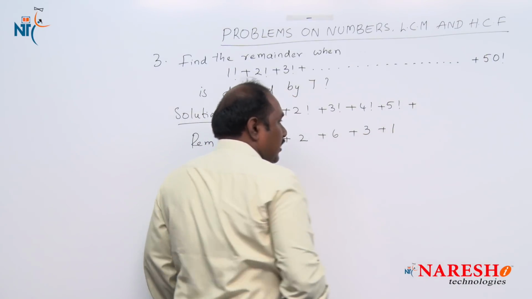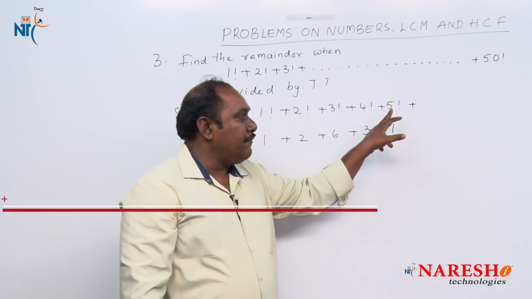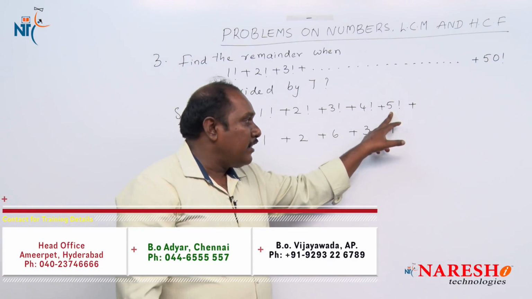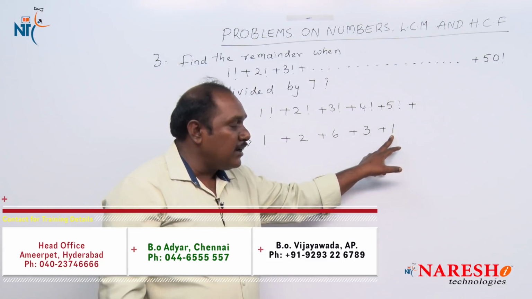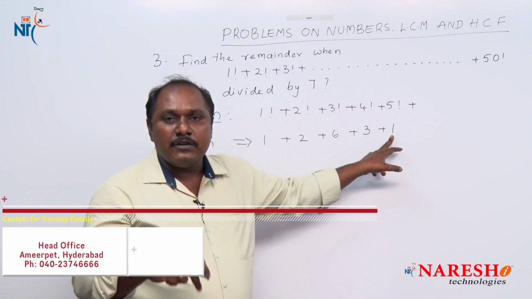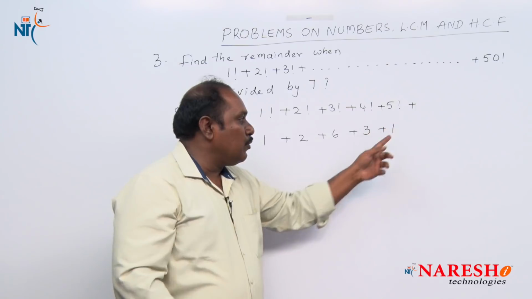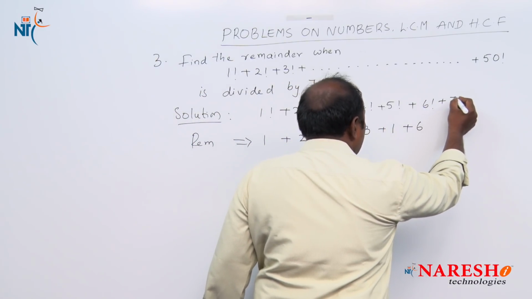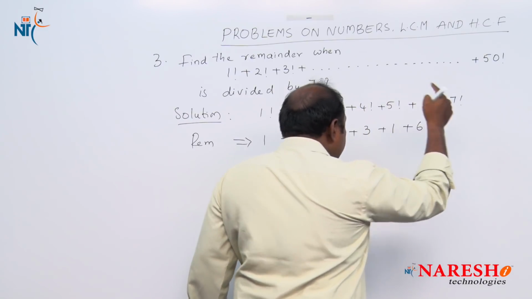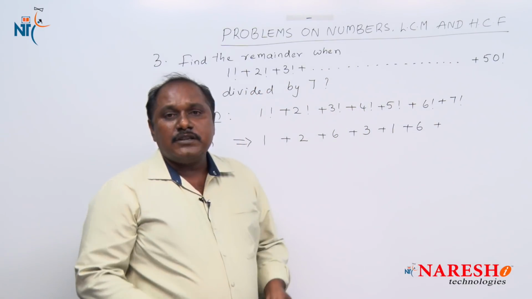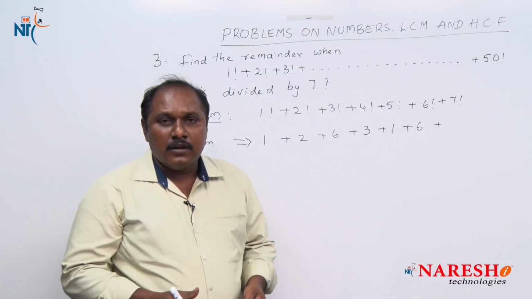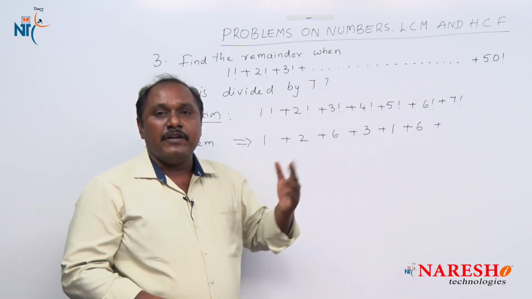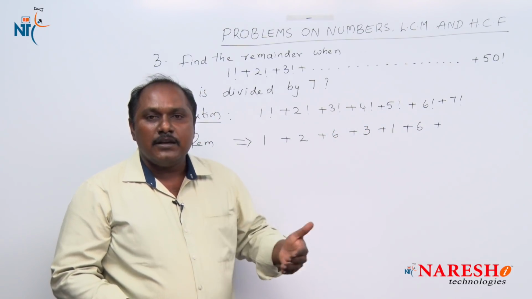Now 6 factorial is 6 into 5 factorial. 5 factorial when I divide with 7, the remainder is 1. 6 factorial when I divide with 7, the remainder should be 6 into 1, 6. Now talking about 7 factorial. Now 7 factorial is a number which is a multiple of 7, and all multiples of 7 when we divide with 7, remainder should be 0.